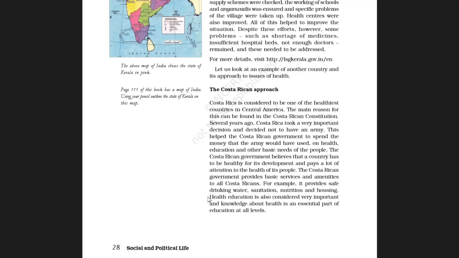Health education is also considered very important, and knowledge about health is an essential part of education at all levels.